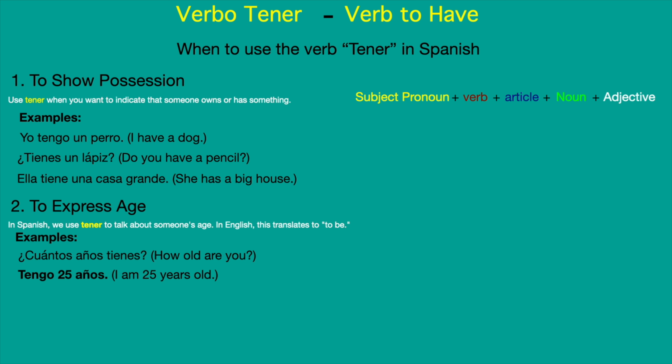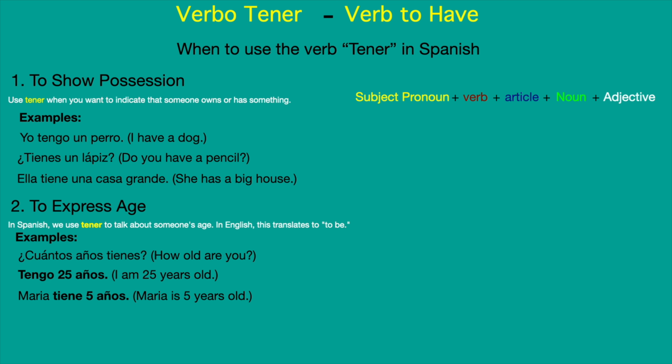Then we have yo tengo. So I have, or I am. Of course, in English it would be I am 25 years old. Yo tengo 25 años. And remember that we also studied numbers. If you don't remember how to use the numbers, I refer you to the class we have for numbers. I'm going to keep the link in the description so you can see that lesson as well. So, tengo 25 años.